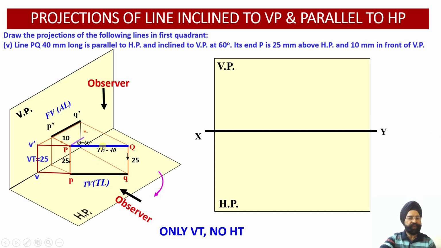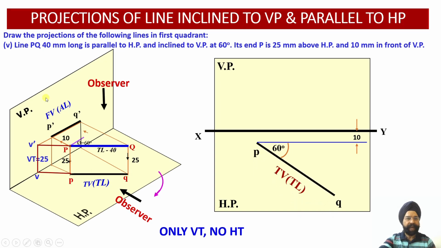So which projection are we going to draw first? Top view. Why? Because the line happened to be parallel to the horizontal plane. So the distance of this point P from VP was 10 millimeter. So leave 10 millimeter over here. Draw an angle of 60 degree and mark the length of the line as 40 mm. And this is the true length of the line or the top view of the line. This is 60 degree. This length is equal to 40 millimeter.